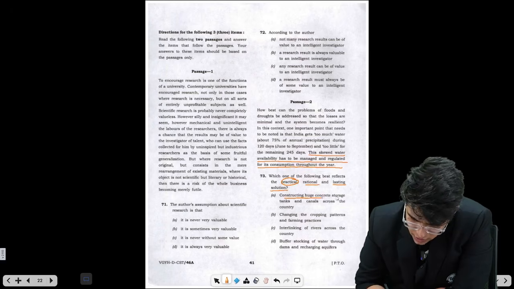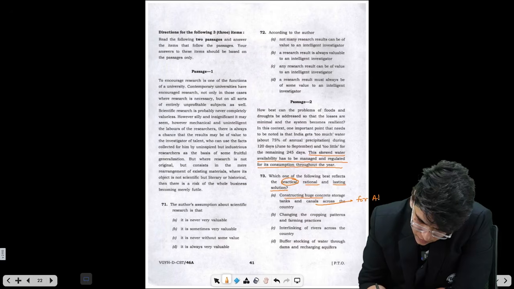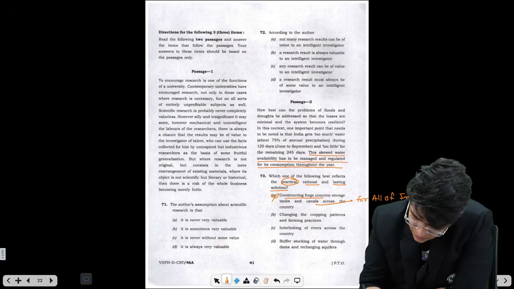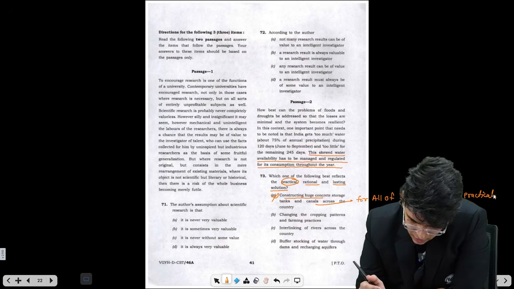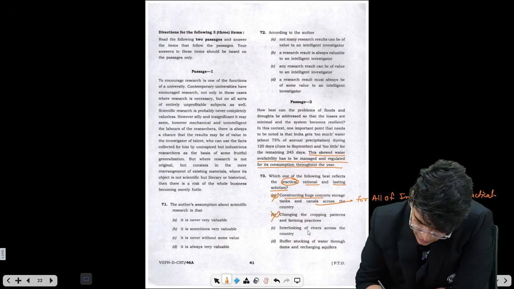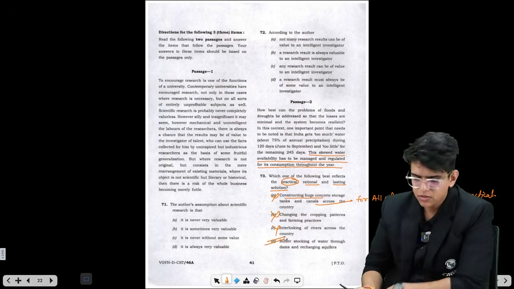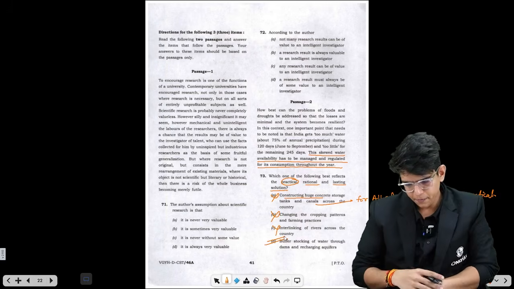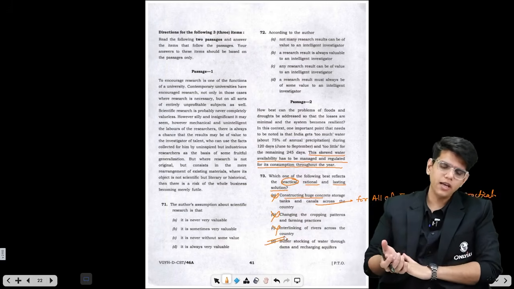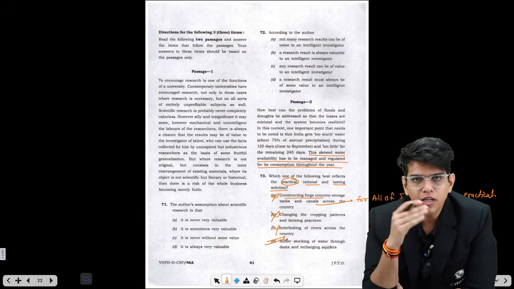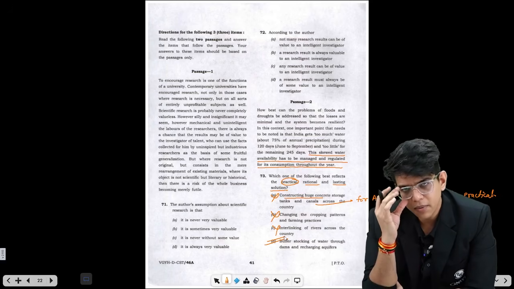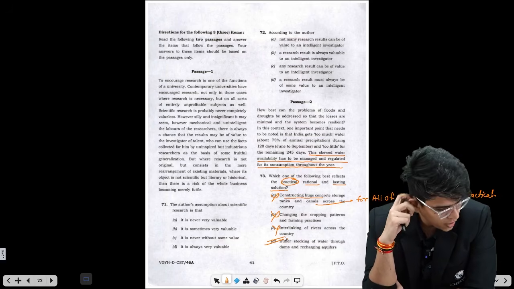Construction of huge concrete storage for all of India. This is not practical. Basically, I have written all of India, not practical. Changing the cropping patterns, not discussed. Interlinking of rivers across the country, not practical. Buffer stocking of water throughout dams and recharge of aquifers. This is a good option. Option D. Basically, what you can do is recharge aquifers and store water in the dams. Okay, so the skewness of the water distribution throughout the year through monsoon, right? That can be managed through dams and recharging of water table.